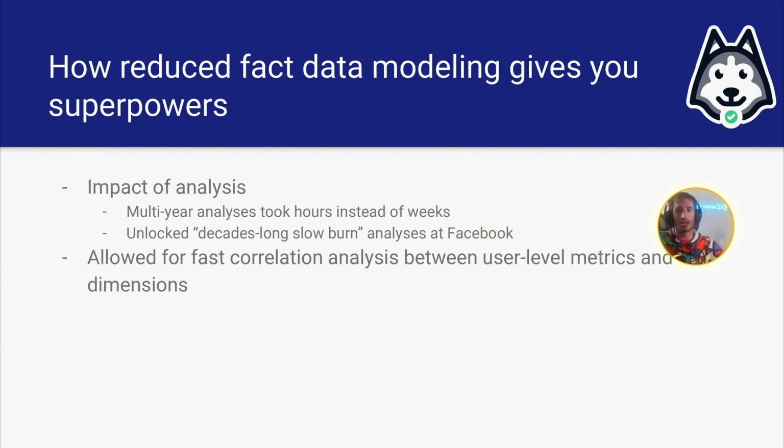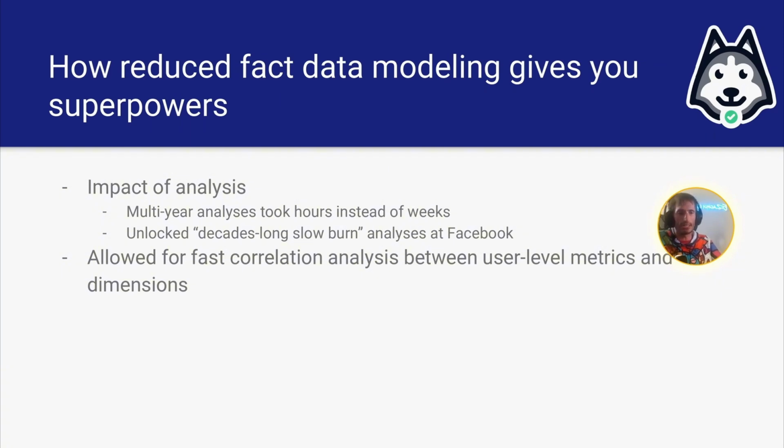And that's what I mean when I talk about unlocking decades-long slow burn analyses at Facebook. Is there a certain type of user that is not doing a certain type of thing over a long period of time, but the decline is so slow that our alerts don't see it, right? I don't know if y'all have ever heard of a root cause analysis, or RCA. RCA is a very powerful thing to troubleshoot what was going wrong and what happened, right? And that is a big thing that this framework unlocked.